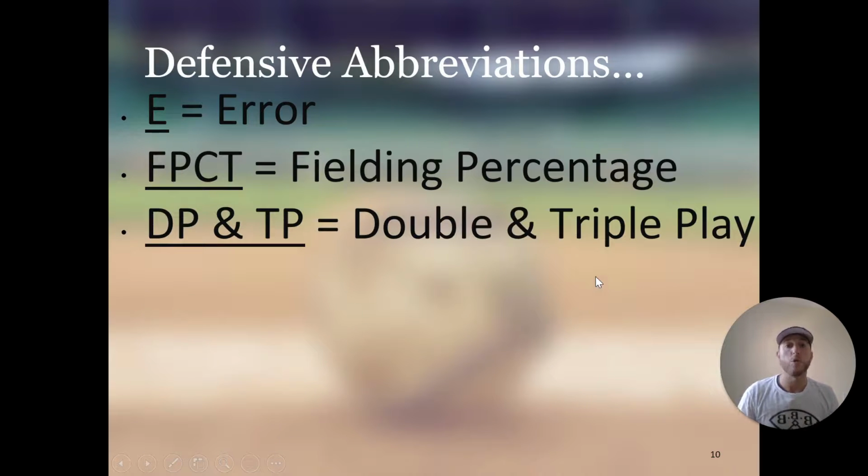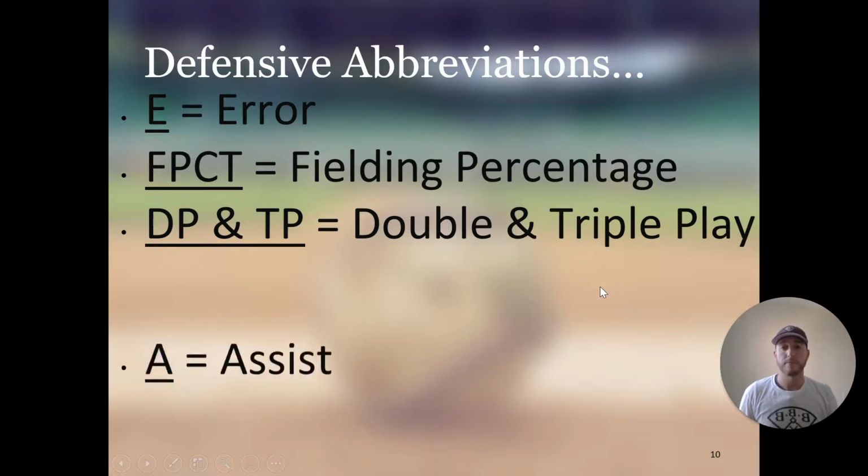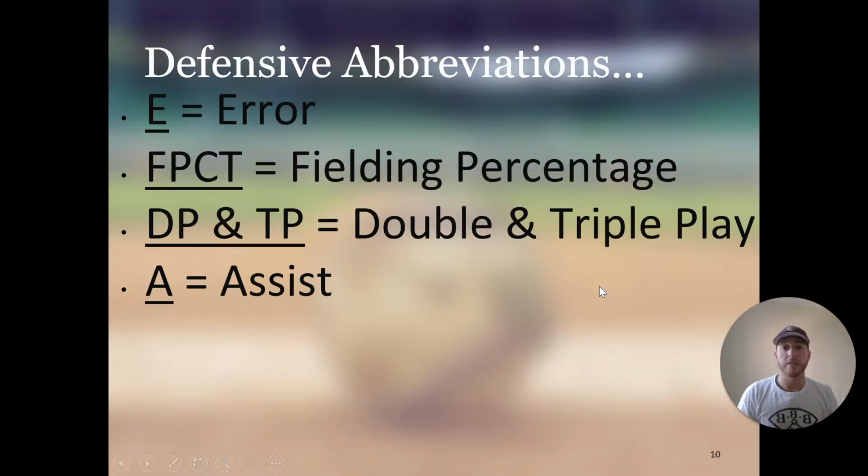DP and TP, which is double and triple play. A equals assist. Yes, there are assists in baseball. So an assist, for example, would be if there's a runner on second base and the center fielder catches a fly ball and the runner tags up and tries to go to third base, that center fielder throws it to third base and that third baseman applies the tag and gets the runner out. That center fielder would now get an assist. That is called an assist.